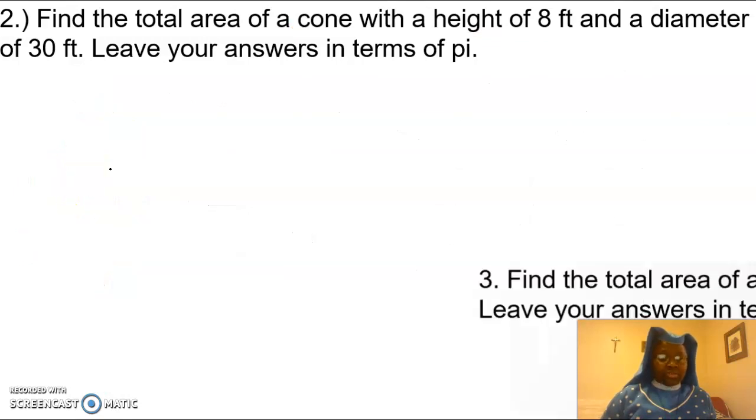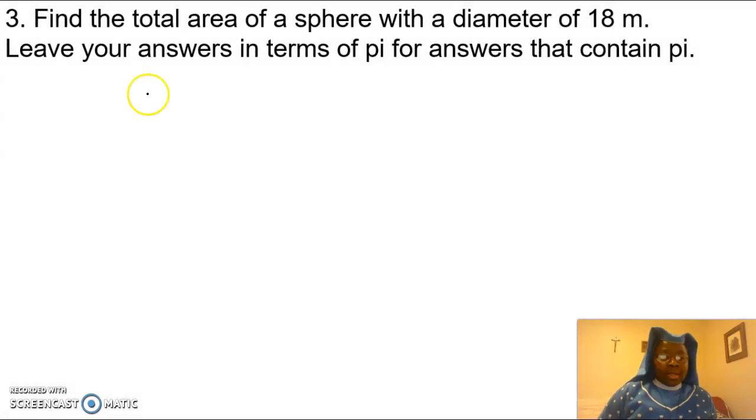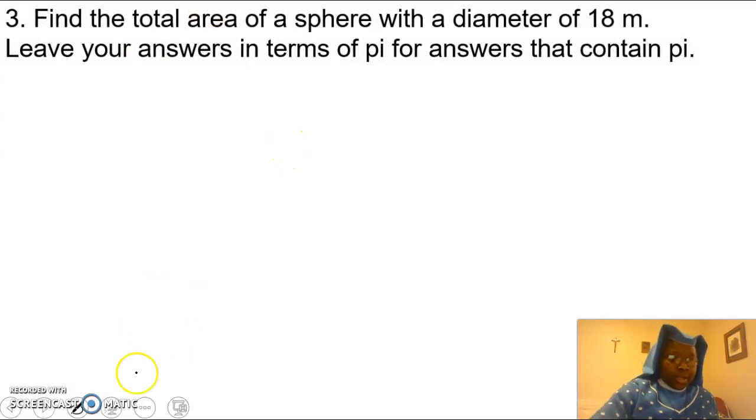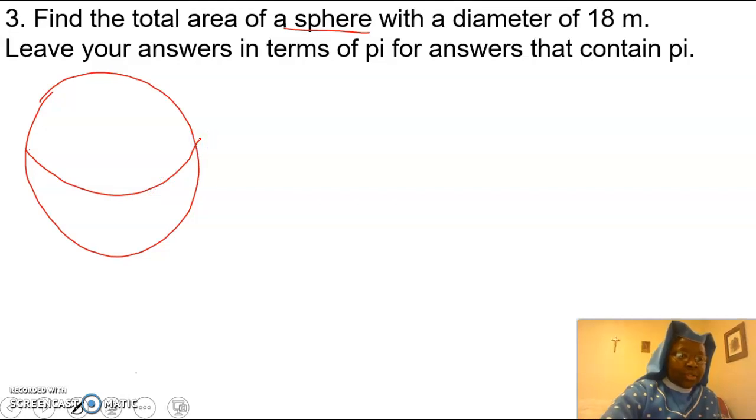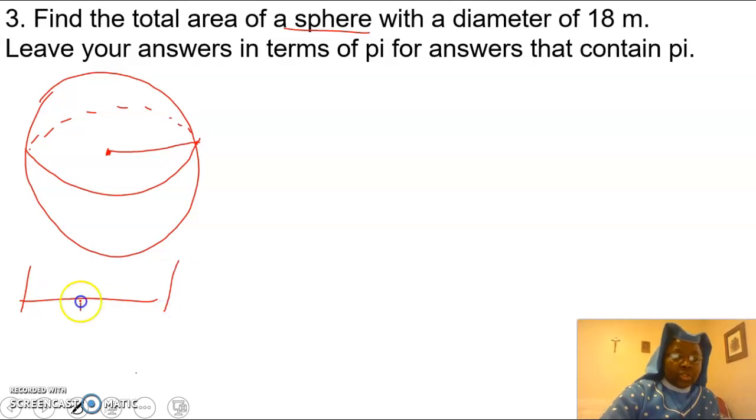you can form a right triangle. And then a sphere. So for a sphere, just draw a circle, and then draw about a half circle, and then the other side we don't see, and the radius will be kind of in the middle there. We are given the diameter, which should be 18, and so the radius will be 1/2 of the diameter, which is 9.